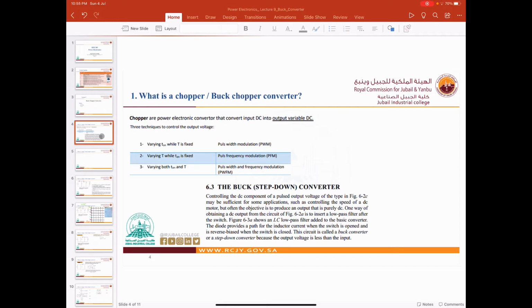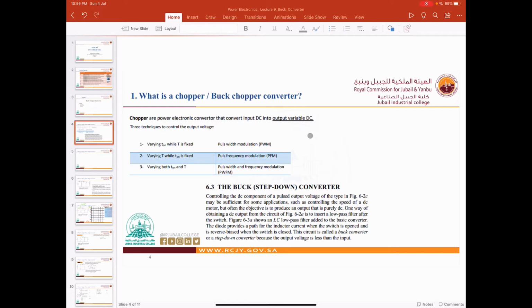As a start, we need to understand what exactly a chopper is. Choppers are power electronic converters that convert input DC into output variable DC. So if we have 100-volt DC as input, we can vary the output voltage by stepping down the voltage. We call it buck. And if we step up the voltage above 100 volts, then this is called a boost chopper. Let us concentrate on the buck chopper first. As I said, buck is stepping down the voltage, and this is in DC, right?